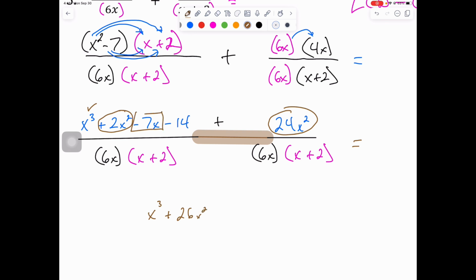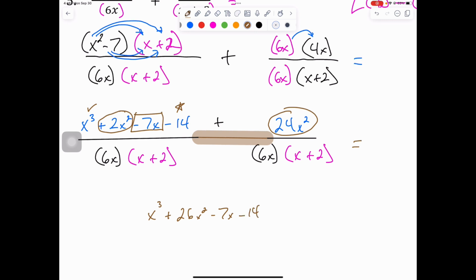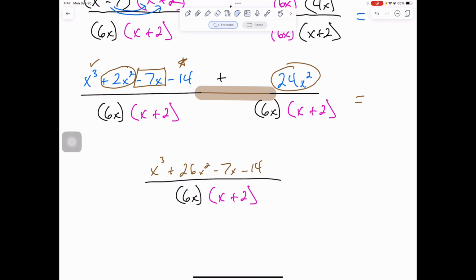Wonderful. I'm going to box my negative 7x. Anybody home with negative 7x? Nobody home. Go ahead and drop it. I'll star my negative 14. Nothing to combine with. Minus 14. We will set that over our common denominator. That will be copied and pasted. And then we will go ahead and box our answer.